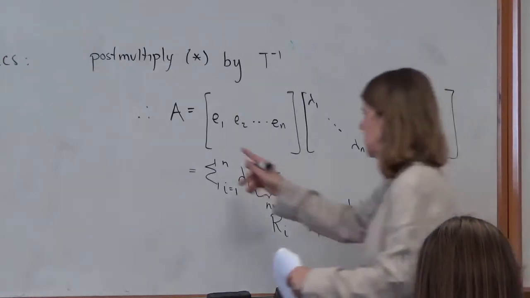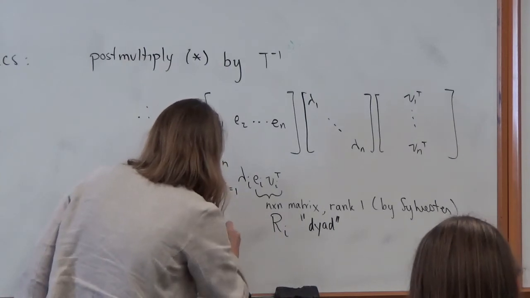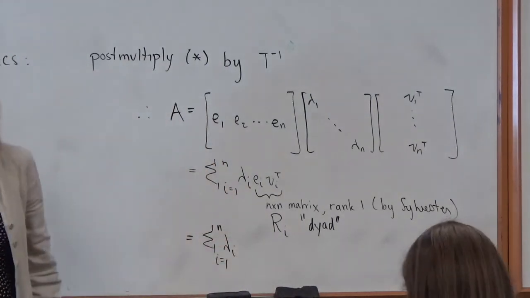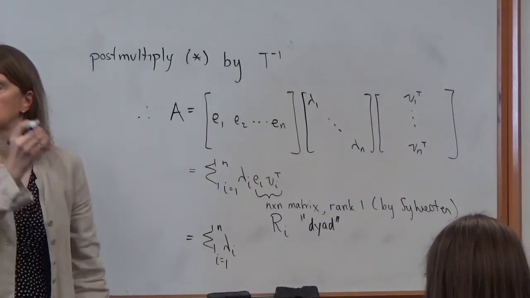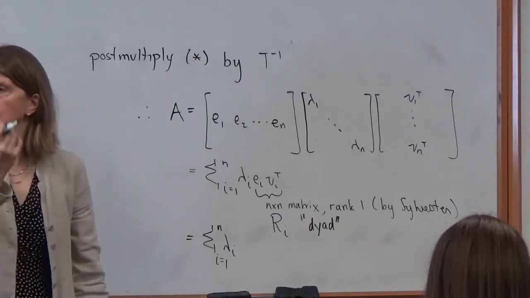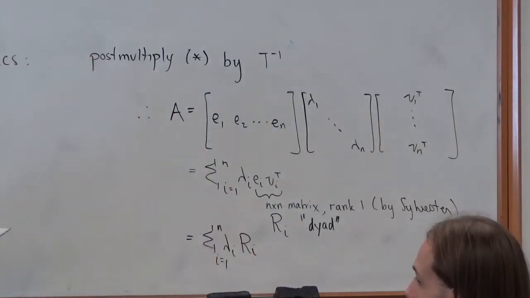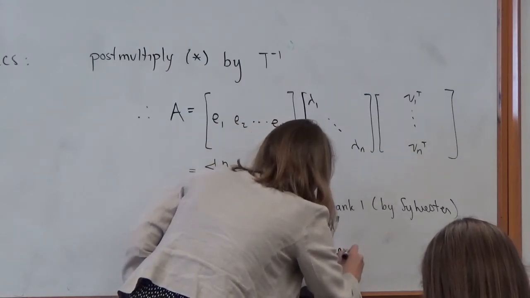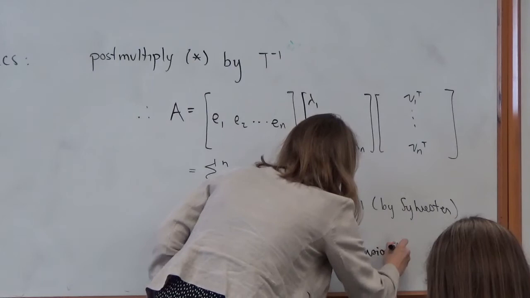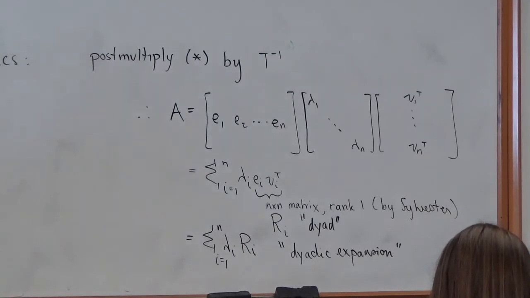Okay, so it means that A can be written as the summation of these n terms, which is an eigenvalue times a dyad. A equals lambda 1 R1 plus lambda 2 R2, and each of those R1s, R2s, R3s are rank 1 matrices. Okay, so this is often called the dyadic expansion of A. We see another couple of things.